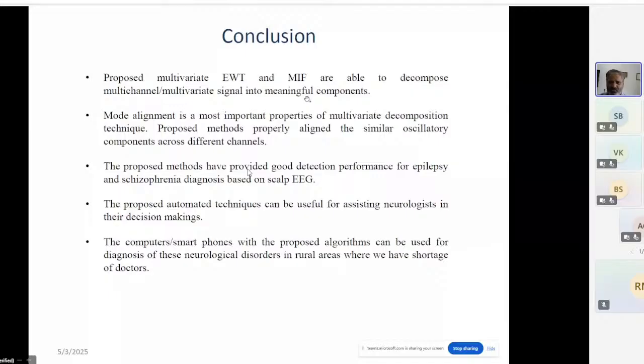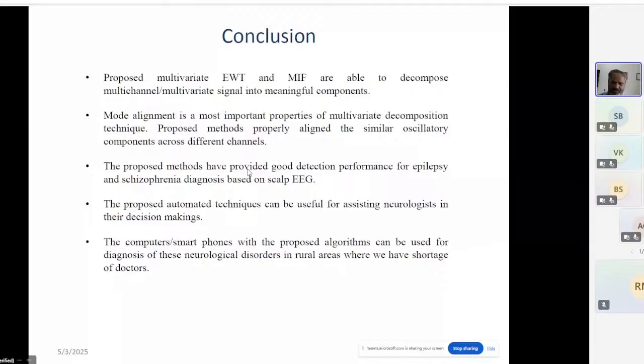Mode alignment is the most important property of a multivariate decomposition technique, and the proposed methods properly align the similar oscillatory components across different channels. In biomedical applications, suppose you have multi-channel signals or multi-channel images, and processing each channel gives a different number of components, then interpretation is difficult because comparison is problematic. The methods we propose give mode aligned oscillatory components, and they can give more insight about the data, the images or medical signals.